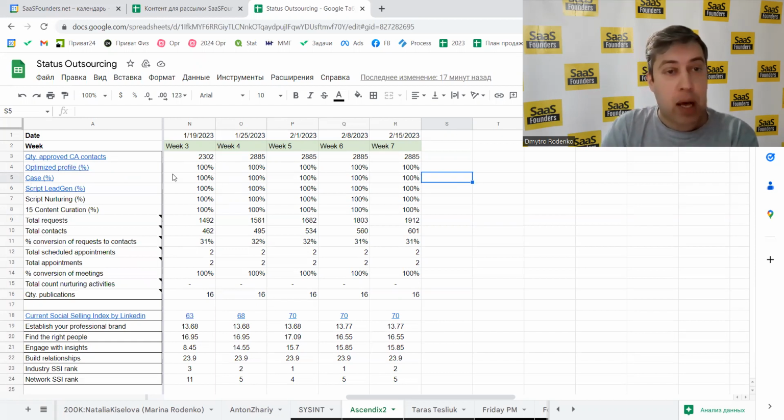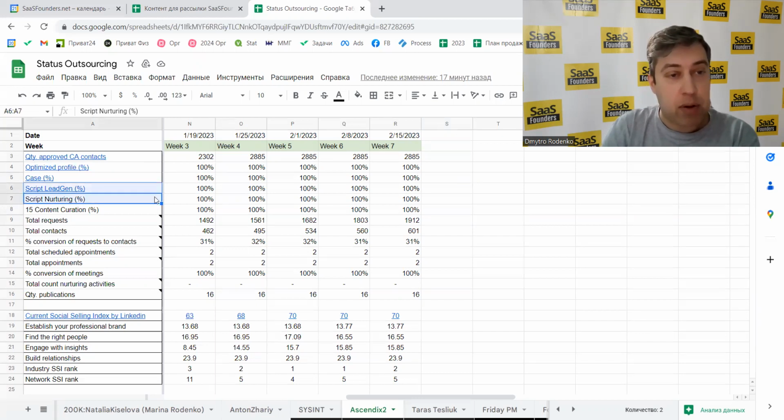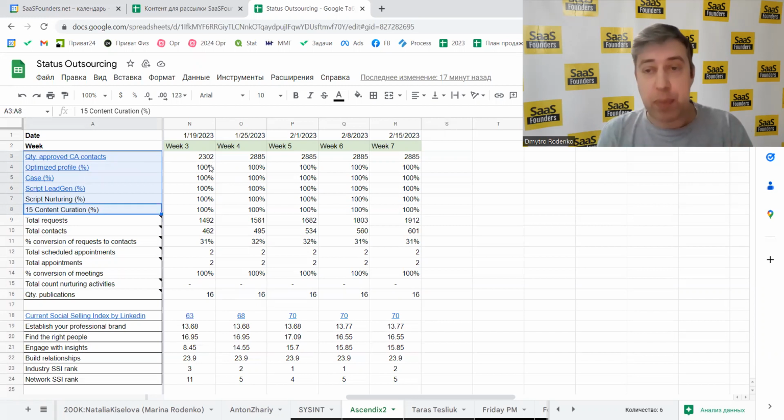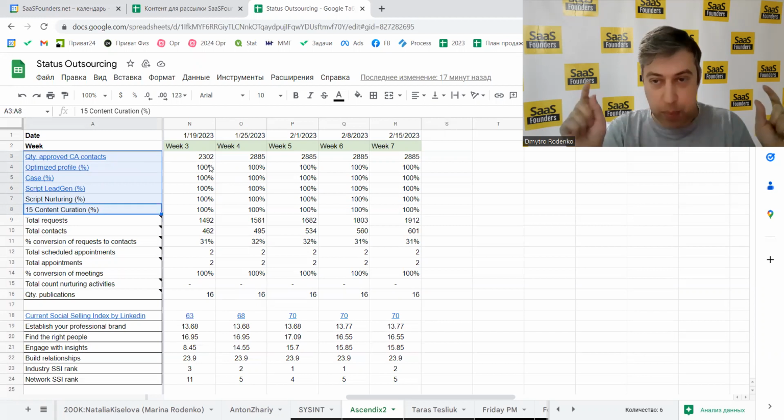The first six are, let's say, preparatory. It's like our basics. That's what we start from. First is the quantity of approved target audience contacts, because if we don't have a database of people to work with, what's the goal? Who are the people we're going to talk to? So first, we collect the database. We understand the quantity of people in, let's say, the top of our funnel.